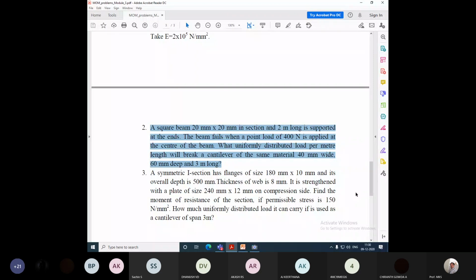Solve the problems here. You need to know the equations we derived in the first part of this module 3. That is the equations with respect to simply supported beams, cantilever or any forms of beams with respect to supports. The maximum bending equation has to be known. You need to know that to solve the problems here. So here, second problem, you need to use those maximum moment equations.